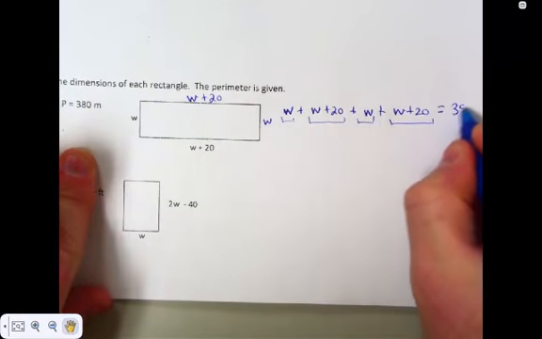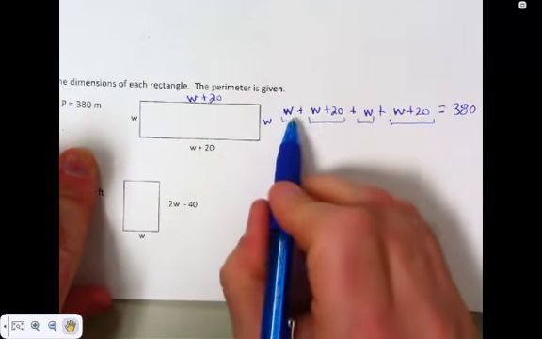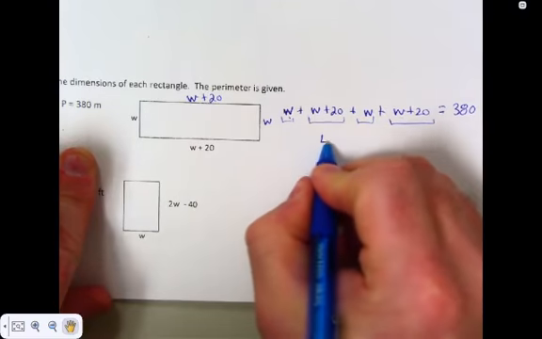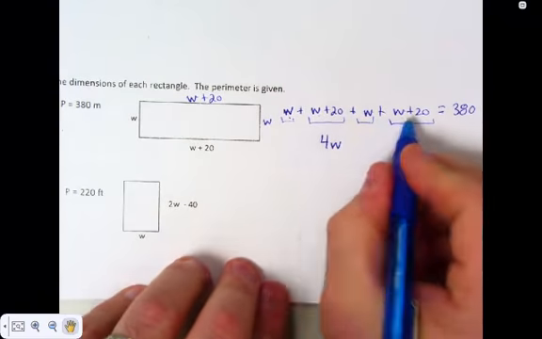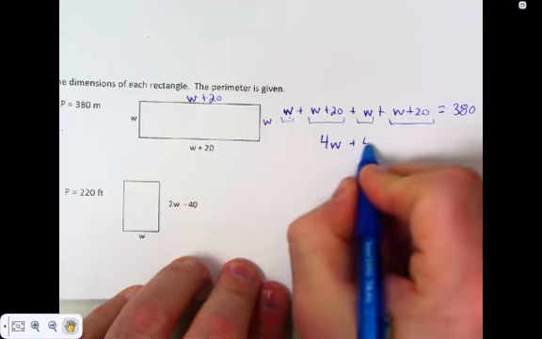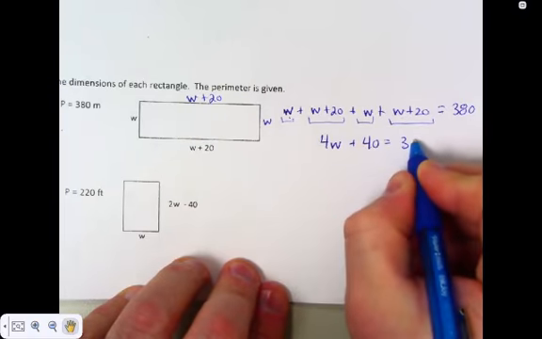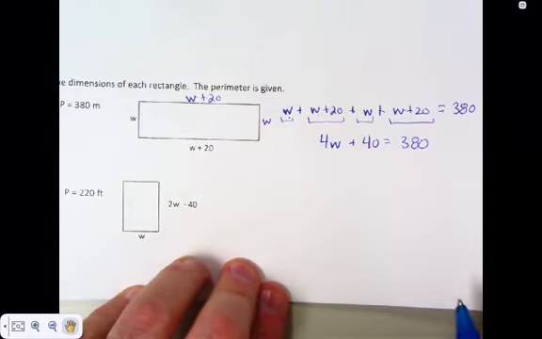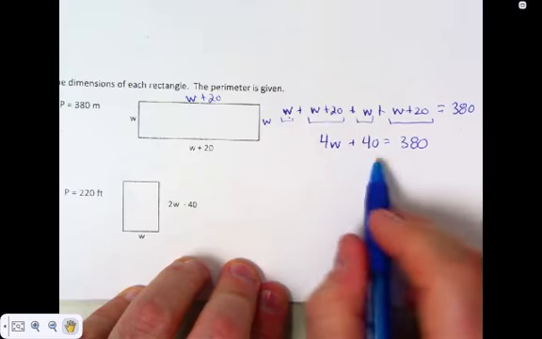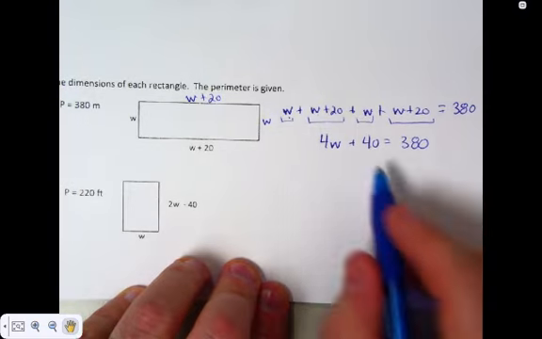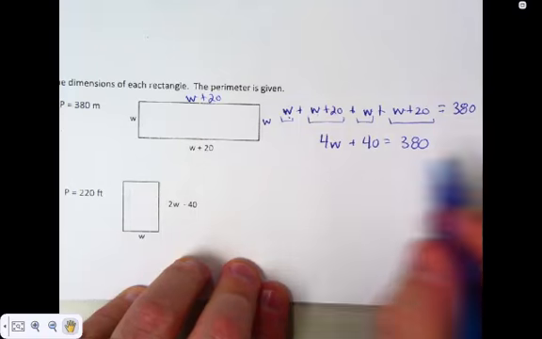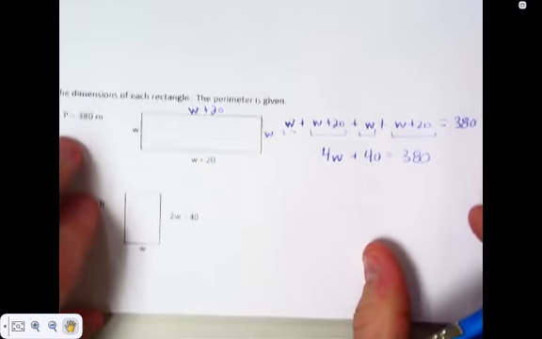Of 380. Combine all of our w's, which would be 4w. Combine my 20's, which would be 20 plus 20 is 40, equals 380. Then from here, you should be able to solve the rest of the problem by subtracting 40 from both sides and then dividing by 4. Now I'm going to move this back up here.